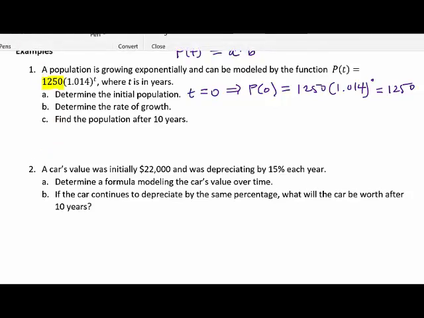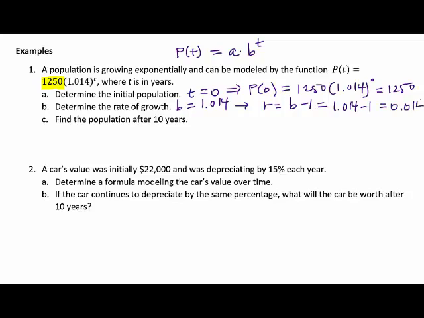Determine the rate of growth. We're going to look at b this time. Since b is equal to 1.014, to find r, we're just going to subtract 1 from this number. So r is equal to b minus 1, or 1.014 minus 1, which is 0.014. As a percentage, that's 1.4%, and I would get that by just multiplying this value, 0.014, by 100.